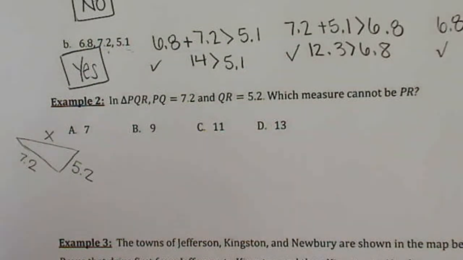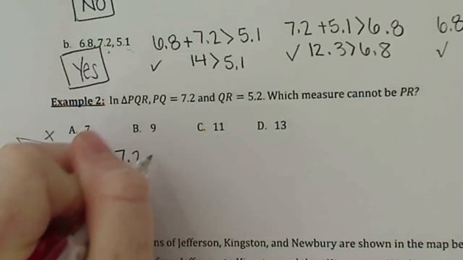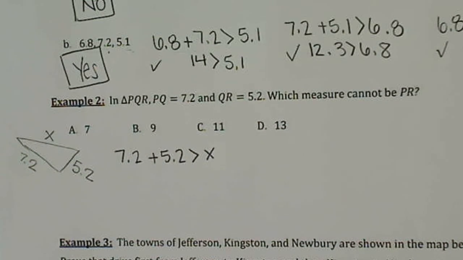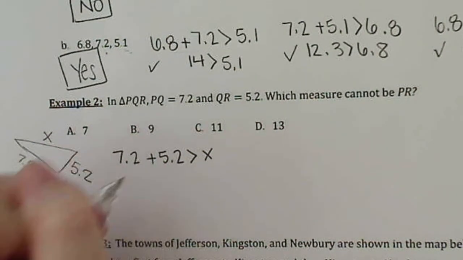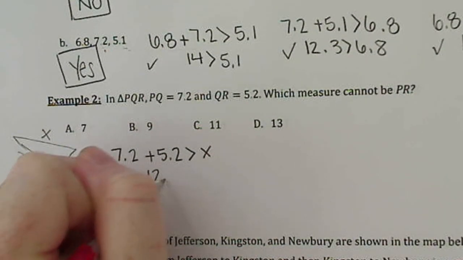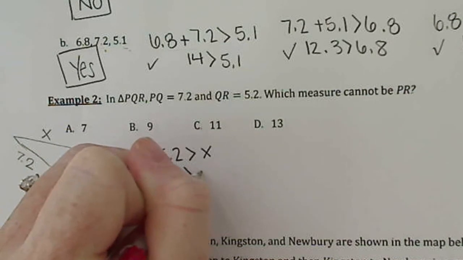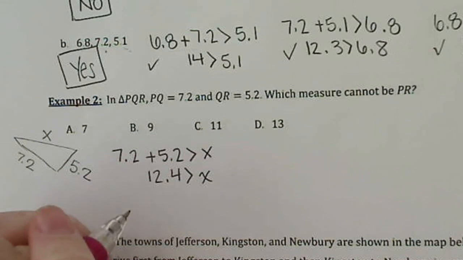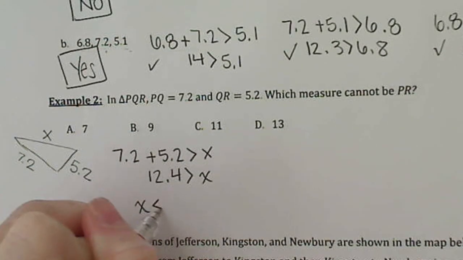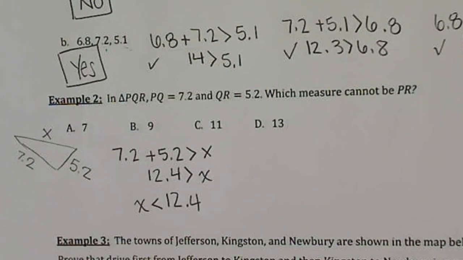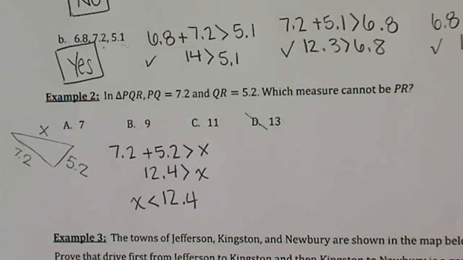So, we have 7.2 plus 5.2 has to be greater than X. So add those together. 12.4 has to be bigger than X. If you switch that around so that it's a little more like what we're used to seeing, X has to be less than 12.4. Can we eliminate any of our choices? Yes, it cannot be D.